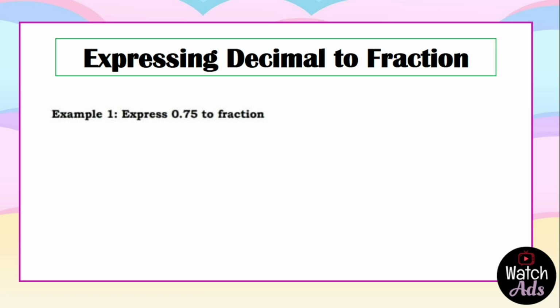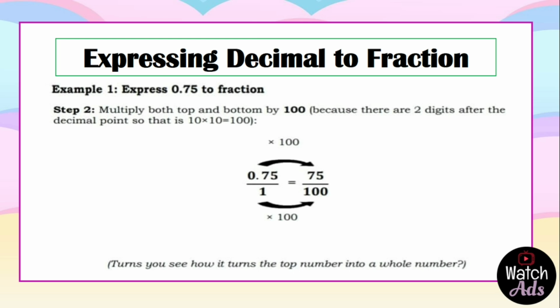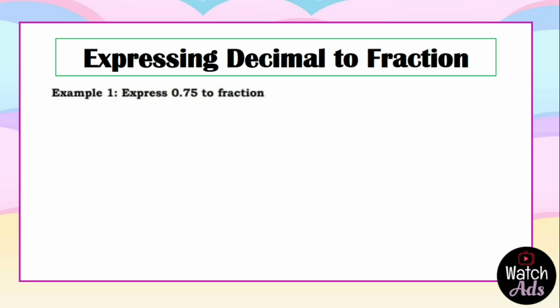Let's have an example. Express 75 hundredths to fraction. For step 1, write 75 hundredths divided by 1. Then we multiply both top and bottom by 100 because there are 2 digits after the decimal point. So that is 10 multiplied by 10, that is equal to 100. Now that gives us 75 hundredths multiplied by 100 is 75. And 1 multiplied by 100 is 100. That gives us 75 over 100, or still 75 hundredths. You see how it turns the top number into a whole number. Now, the goal here is the top number should be a whole number.